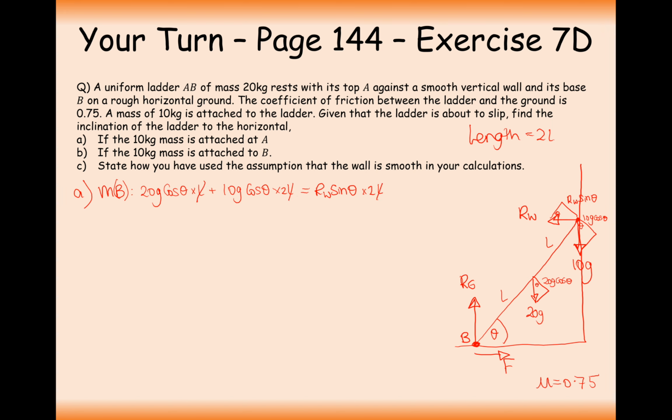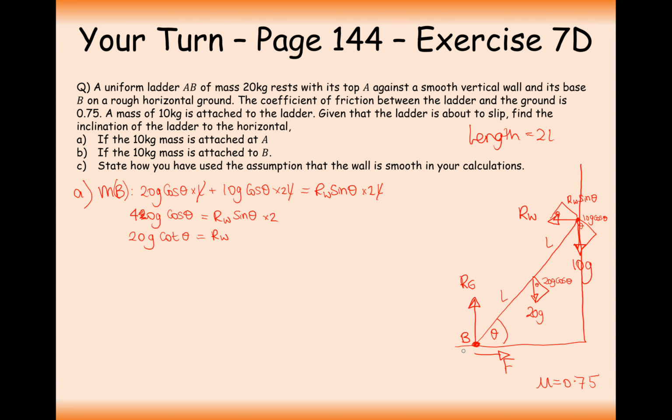So my simplified equation is going to be 20g cos theta. Actually, I could add these two together and make this 40g cos theta, which will equal RW sine theta times 2. If I divide by 2 and divide by the sine, I'm going to get 20g times cot theta equals RW.